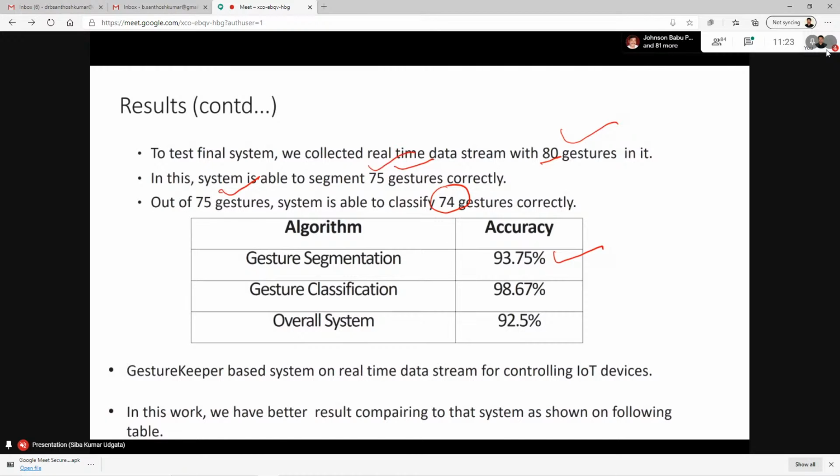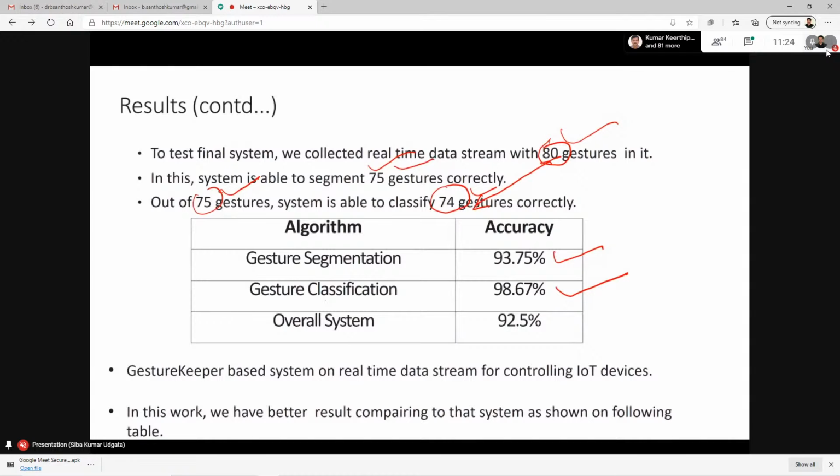Out of 93.75 accuracy, only one could not be classified properly, 75 to 74. So the gesture classification accuracy is 98.67%. But if you put it together, that means out of 80, I could classify properly 74 gestures. So total overall system accuracy is 92.5%.